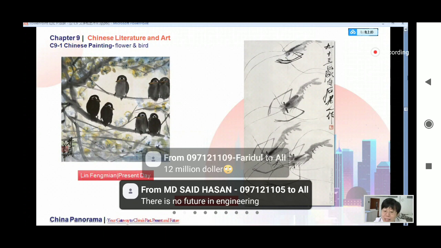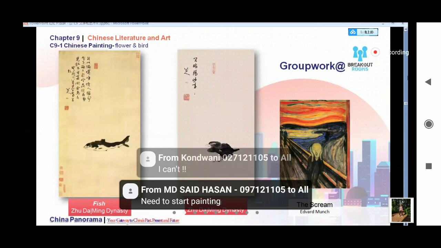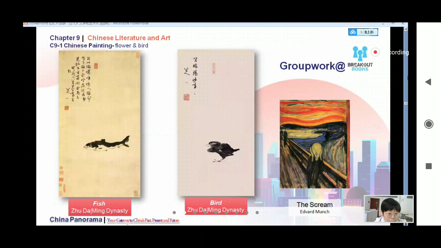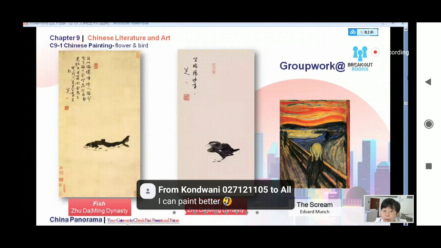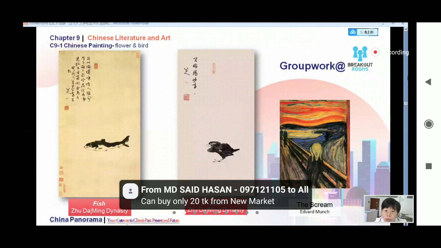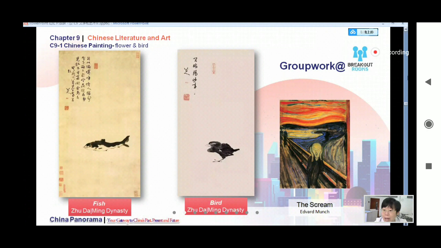Okay. Now let's look at some very interesting pictures. A fish and a bird. These two pictures were drawn by Zhu Da, who is from the Ming Dynasty. Before we learn about the history: in the Ming Dynasty, the society was not that stable, and after the Song Dynasty, the artists began to focus more on the spirit of the painting, not only on its physical appearance.